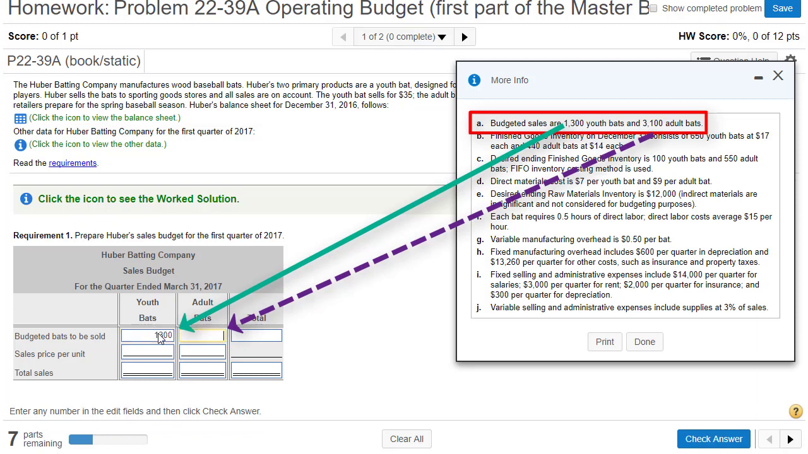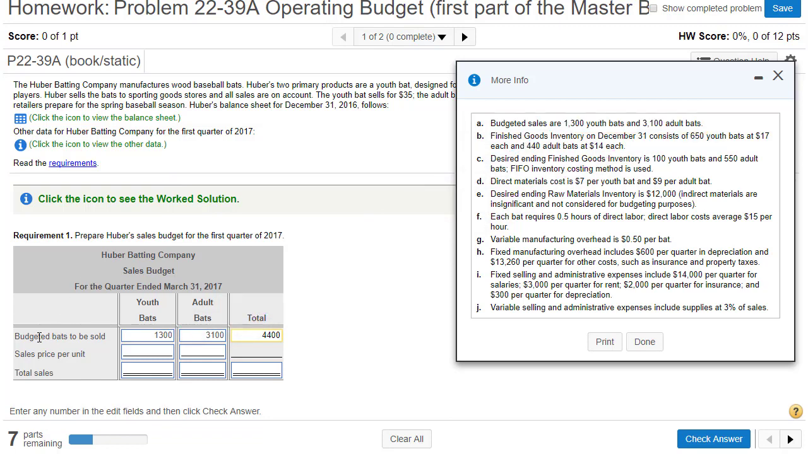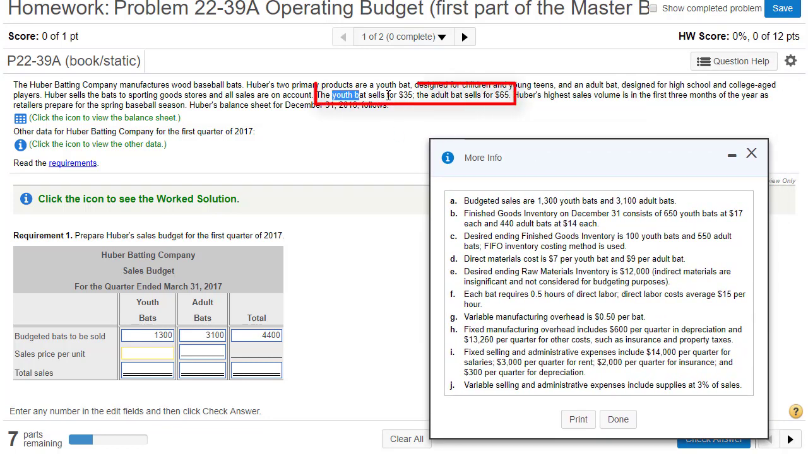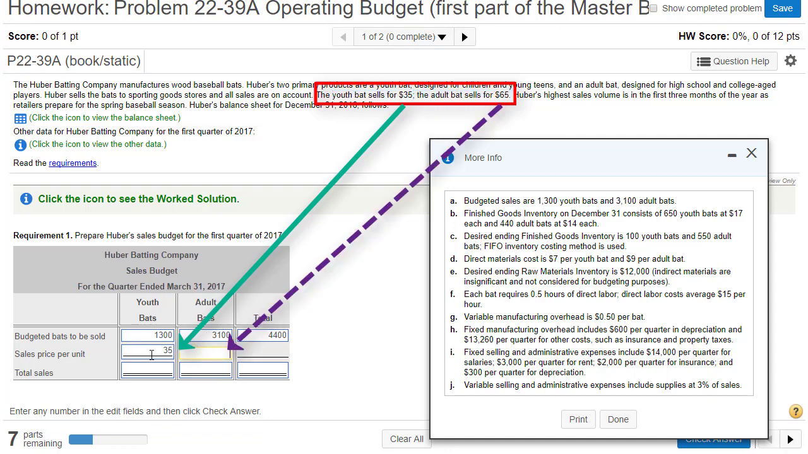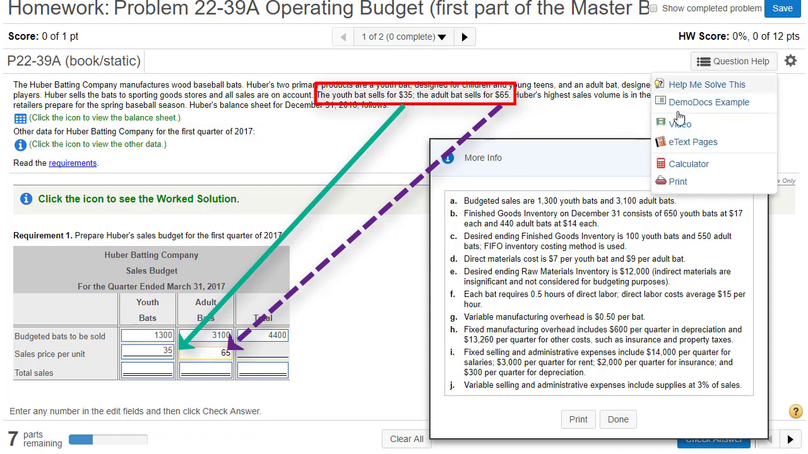1,300 for youth, tab to the next field, 3,100 for adult bats, and the total looks to be what, $4,400 or 4,400 units. Remember, these are units. Now we get to the sales price per unit. The youth bats sell for $35 and the adult bats for $65. So we can plug in $35 here, $65 here, and then we just have to do the math.